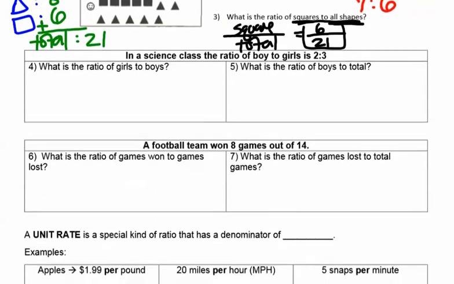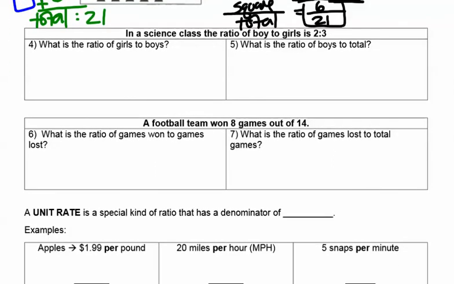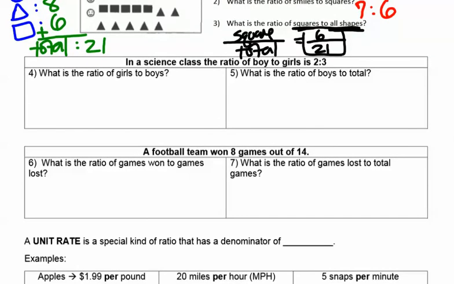Okay? Go ahead and look at these next 2. They tell us that we have a science class. In the science class, the ratio of boys to girls is 2 to 3. So again, it goes in that order. They say boys first, which means there are 2 boys. Then they say girls second. So boys to girls, 2 to 3. There are 2 boys for every 3 girls.